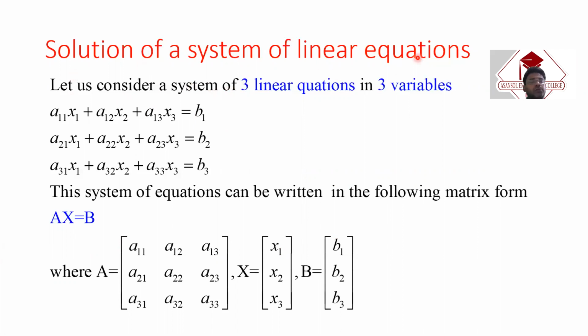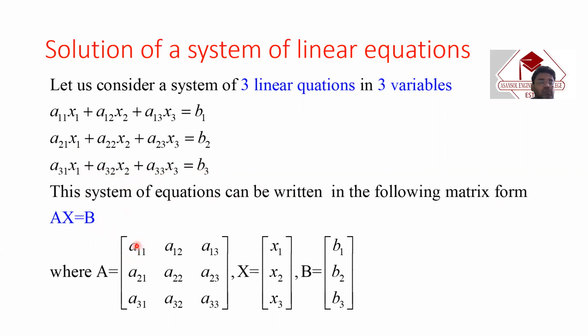Solution of a system of linear equations. Let us consider a system of 3 linear equations in 3 variables: a11x1 plus a12x2 plus a13x3 is equal to b1, a21x1 plus a22x2 plus a23x3 is equal to b2, a31x1 plus a32x2 plus a33x3 is equal to b3. This system of equations can be written in the following matrix form, Ax equals b.